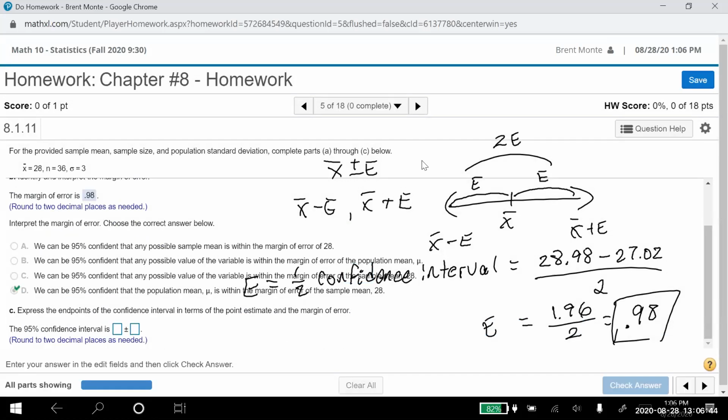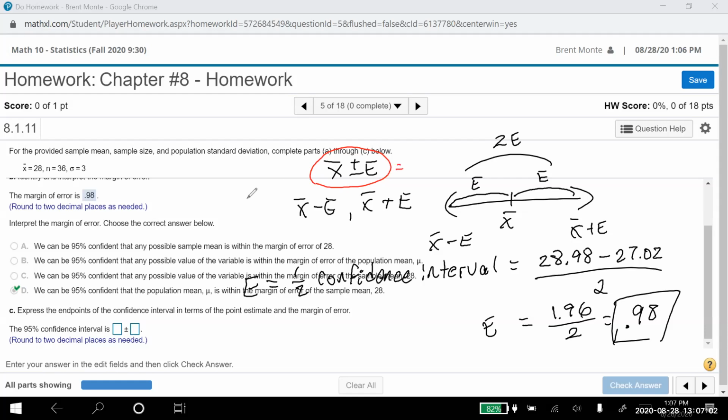And then lastly, expressed as a decimal. I'm glad I didn't erase all that, because: express the endpoints of the confidence interval in terms of the point estimate and the margin of error. Well, what they're talking about here is, look right here. That's what they're doing, that plus or minus. So we're just going to fill that in.